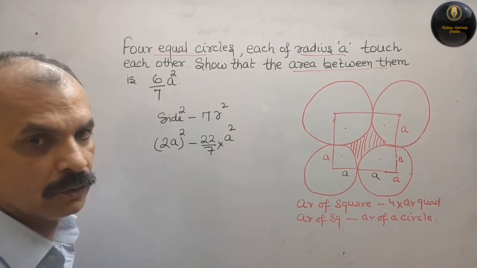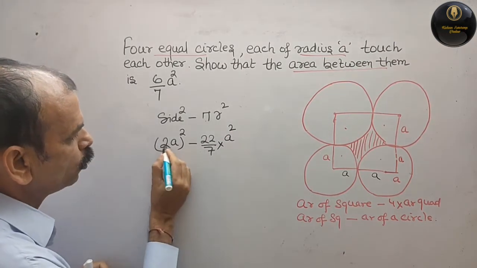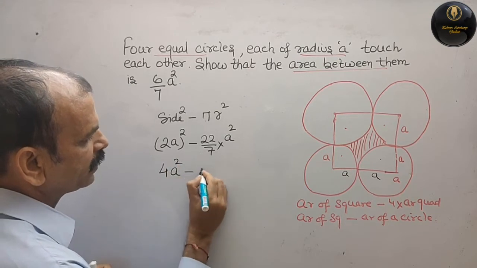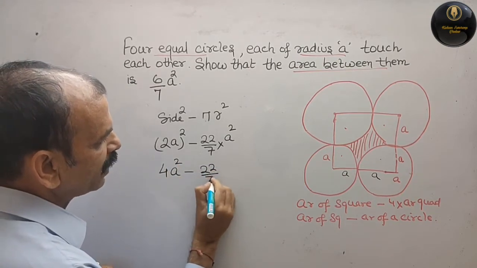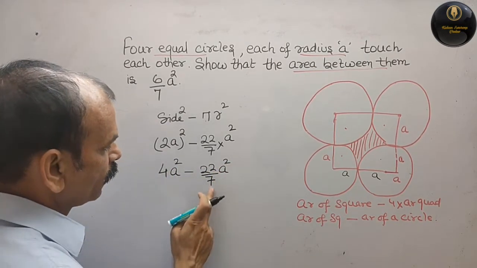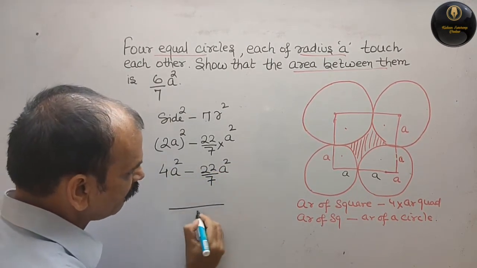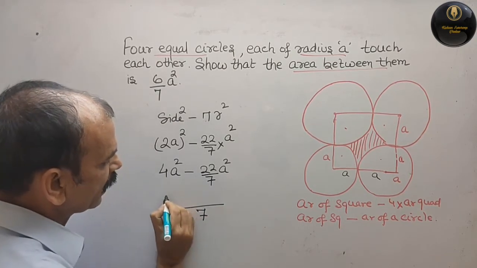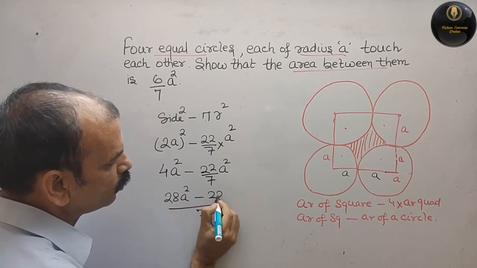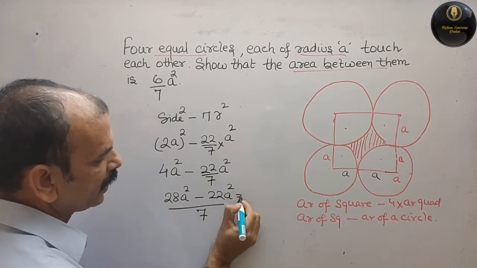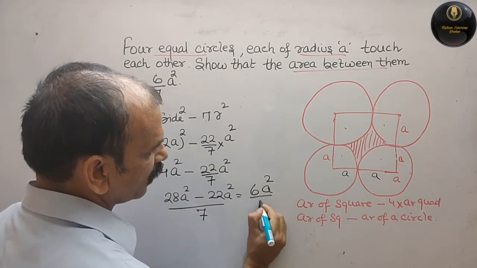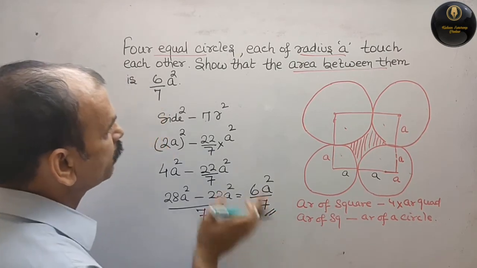अब इसको सॉल्व करो तो देखो क्या आ रहा है. 2 square is 4, a square is a square. Minus 22 by 7 a square. ठीक है. Take the LCM. LCM is 7. तो यहां पर क्या आ गया आपका 28 a square minus 22 a square. That is equal to, we can say, 6 a square by 7. तो यही आपको इसमें प्रूव करना है.